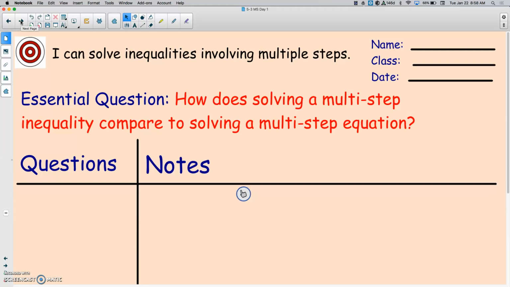Lesson 5.3. Our learning target says I can solve inequalities involving multiple steps. Our essential question today says how does solving a multi-step inequality compare to solving a multi-step equation? So the key words in this EQ are inequality and then equation.